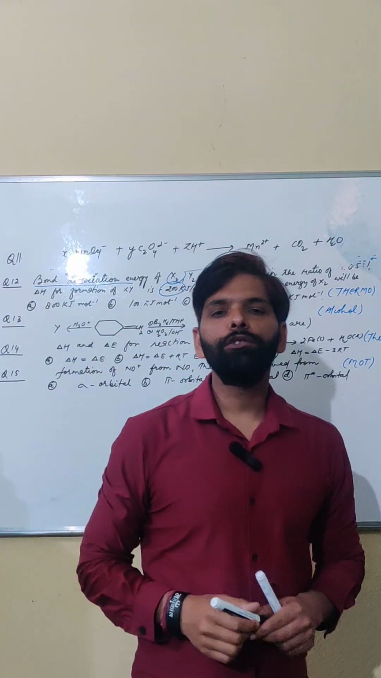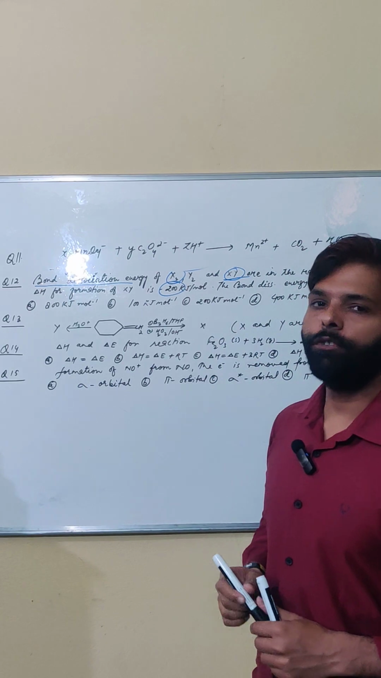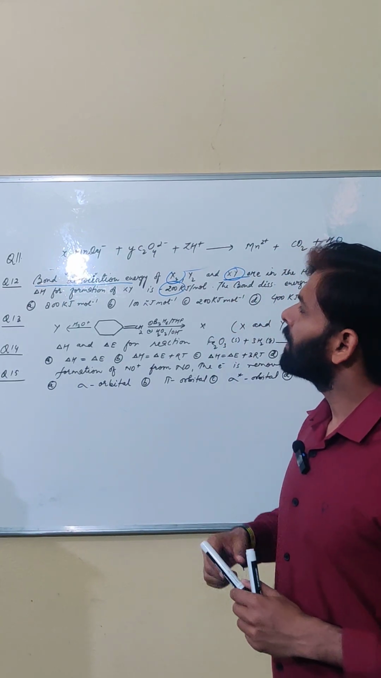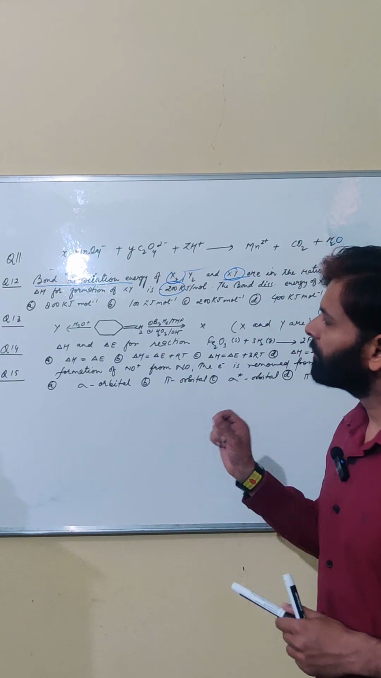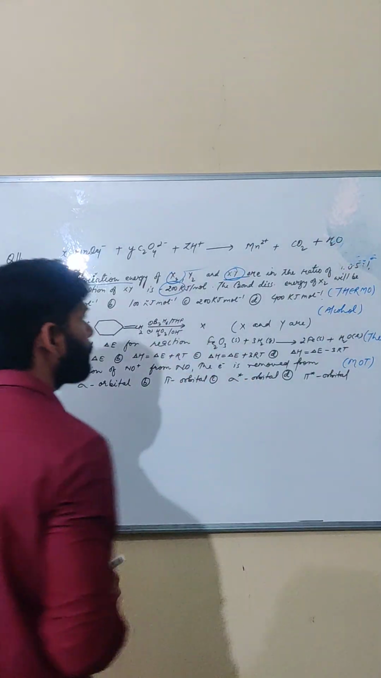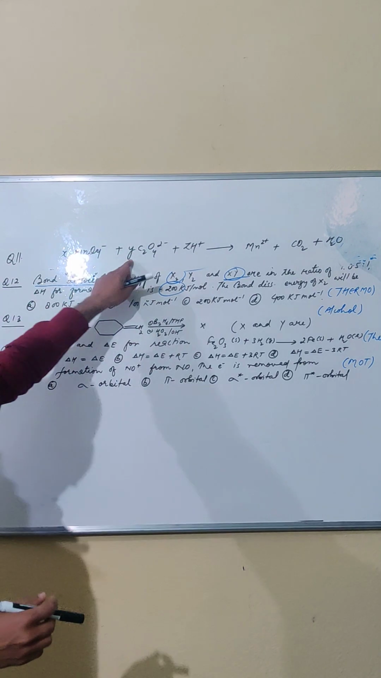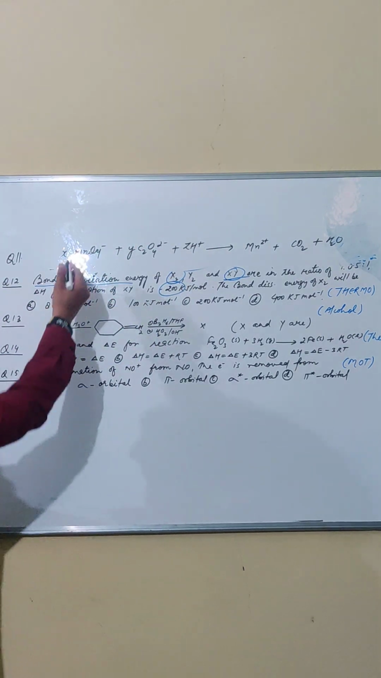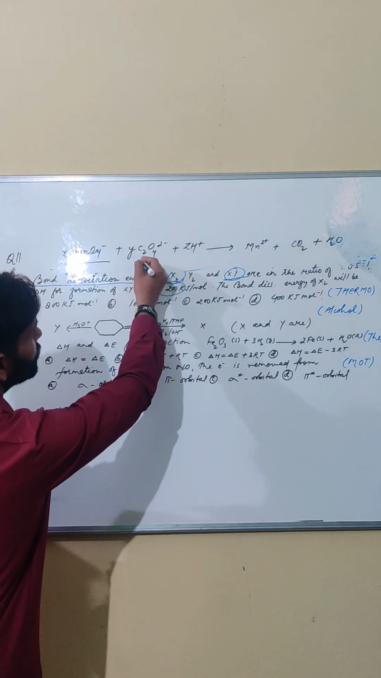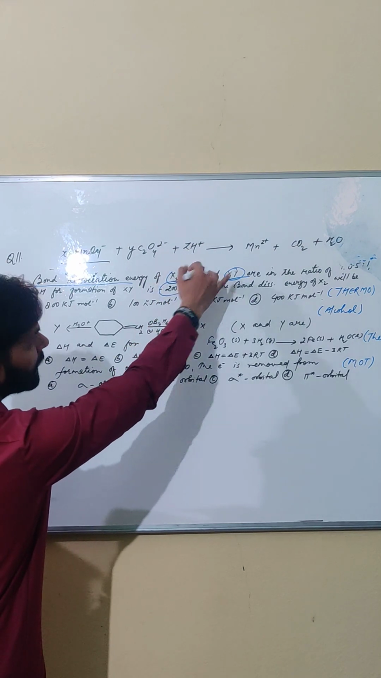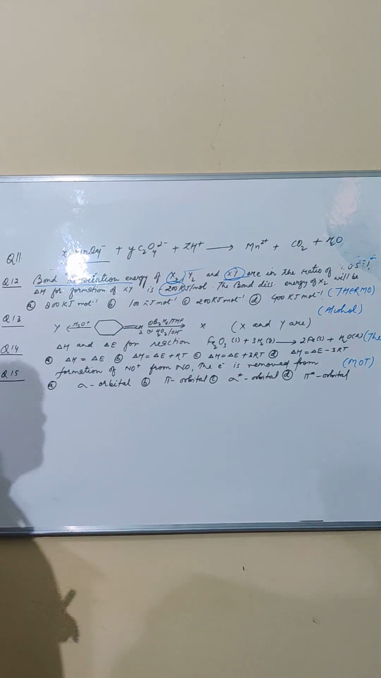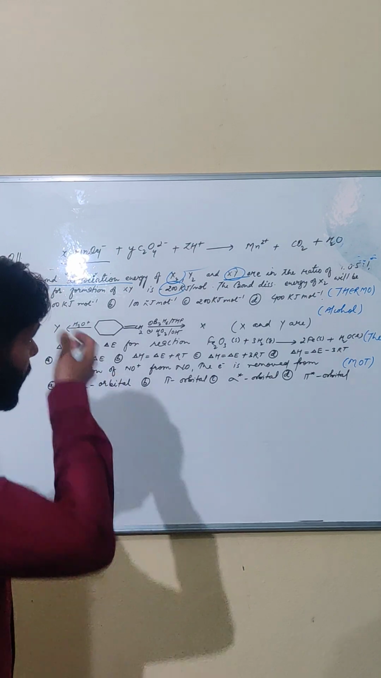Good morning. In continuation of practice questions for competitive exams, we are having another 5 questions. The first question is from redox reactions, and we have to find the values of x, y and z. So this is x MnO4 negative, y C2O4 minus 2 and z H plus, and on the right hand side we are having Mn plus 2, CO2 and then H2O.